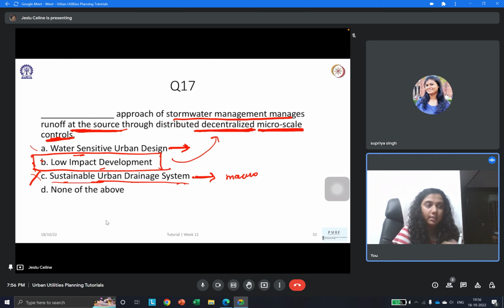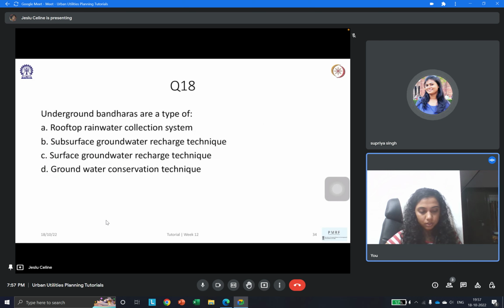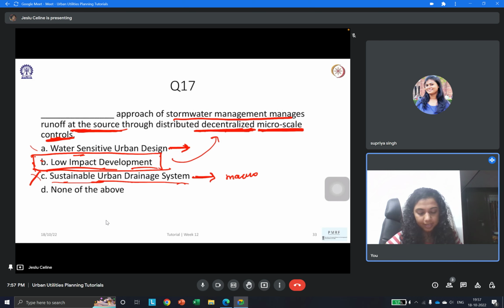It's more individual, like it's not a central or overall master plan level, but at an individual level you're controlling and improving the development. So it's a low impact development which is happening. This is there in our lectures also. We have discussed that.